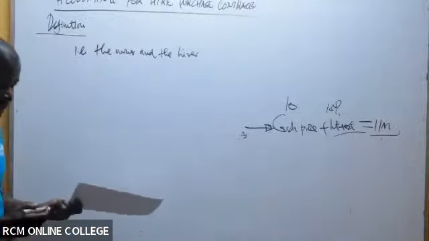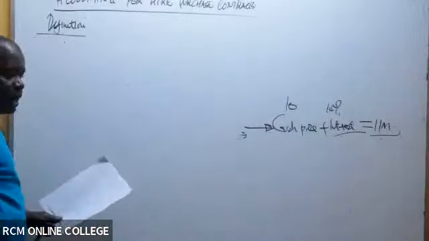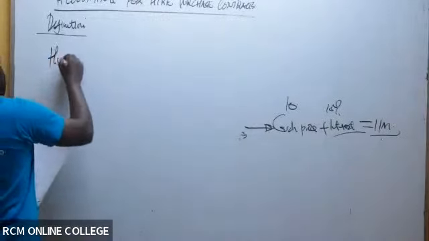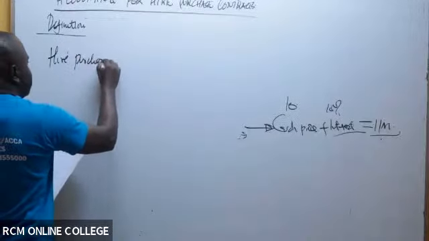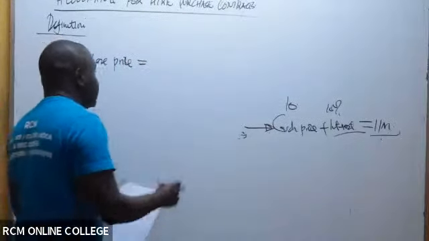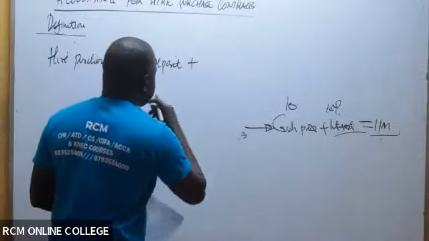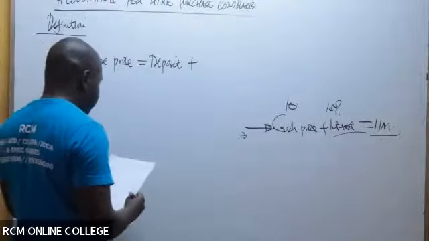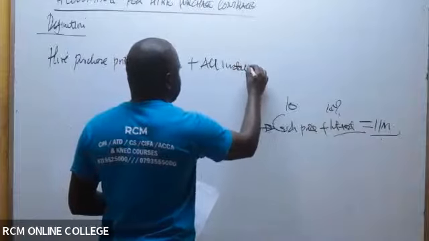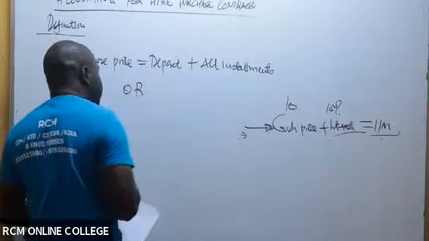Then you can write this: hire purchase price is equal to the deposit plus all installments.